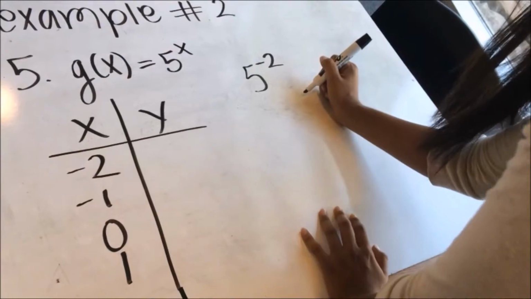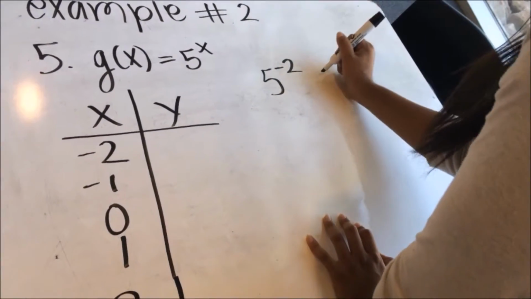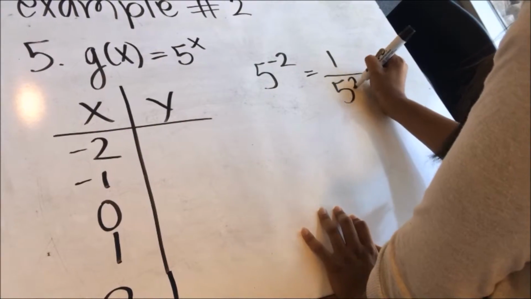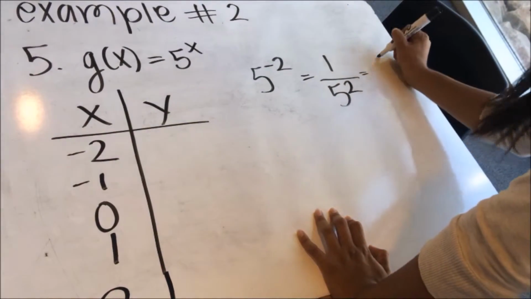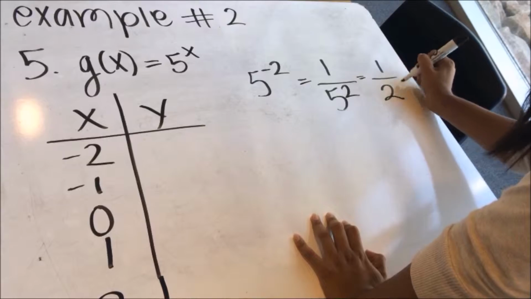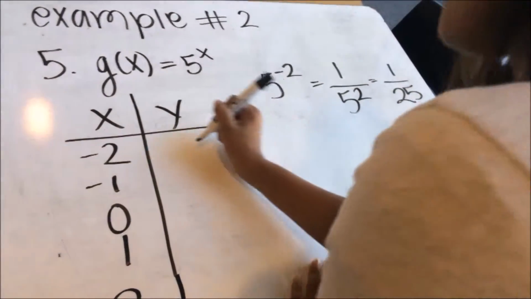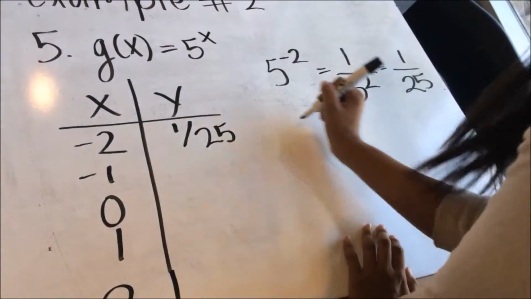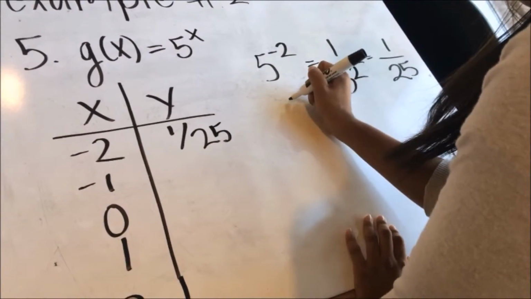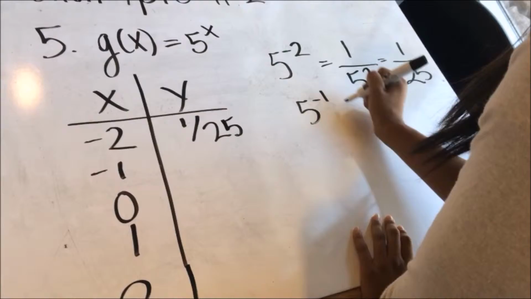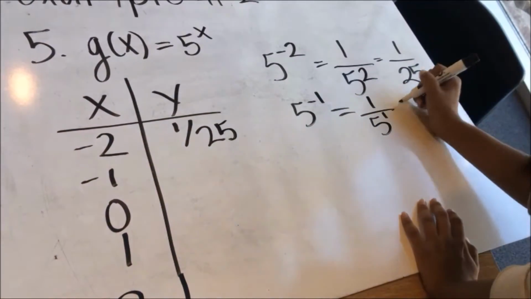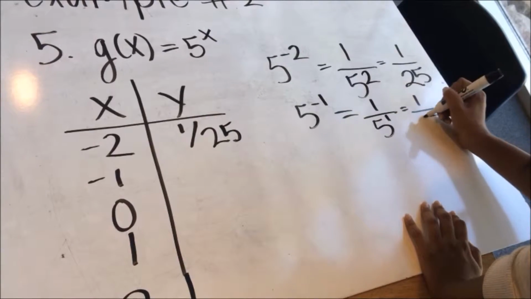And the way you do this, you use one of the properties, and it's 1 over 5 to the second power, which just equals 1 over 25. So for this, it's 1 over 25. And then you keep going with the rest of the x values, and it's 5 to the -1 equals 1 over 5 to the power of 1, which equals 1 over 5.